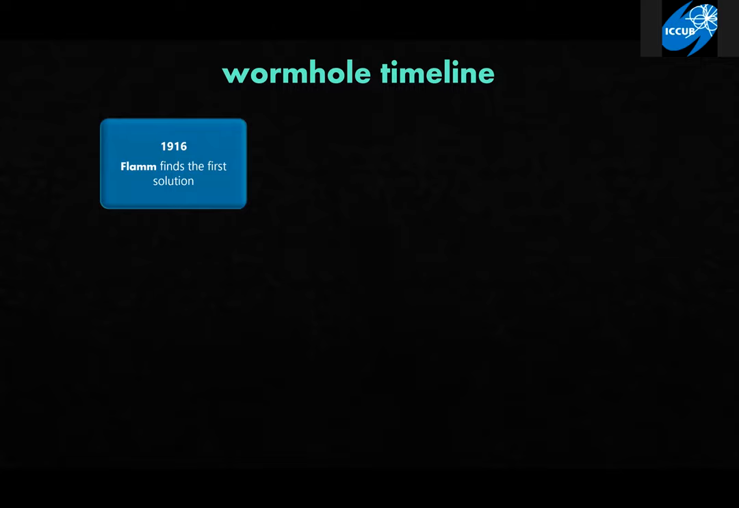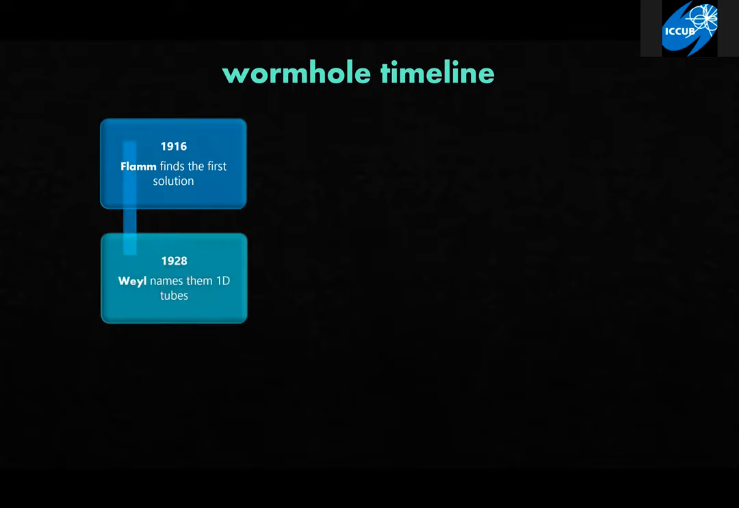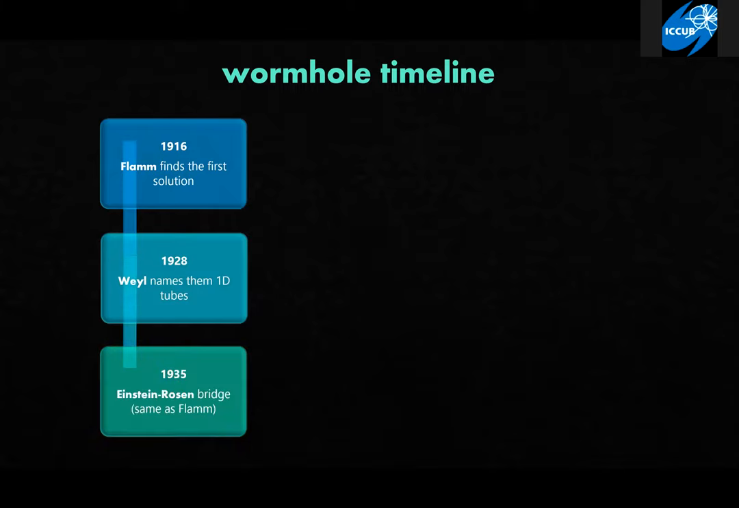Okay, so let me start then with the wormhole timeline. As with all good things in GR, we start in 1916 when Ludwig Flamm finds the first solution. Of course, back then they weren't known as wormholes. I don't know how Flamm was actually referring to them, but we know that Weyl gave them the name of one-dimensional tubes, which didn't sound very exciting, but nevertheless, they were solutions that were found. Some years later, we get to the same solution, but now by some more famous people: Einstein and Rosen. It is actually the same solution that Flamm found. Of course, now it's known as just the ER bridge.